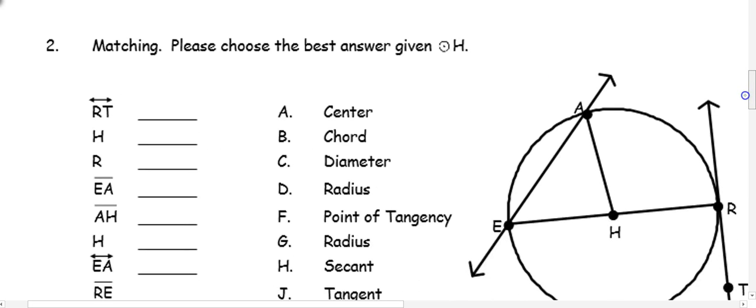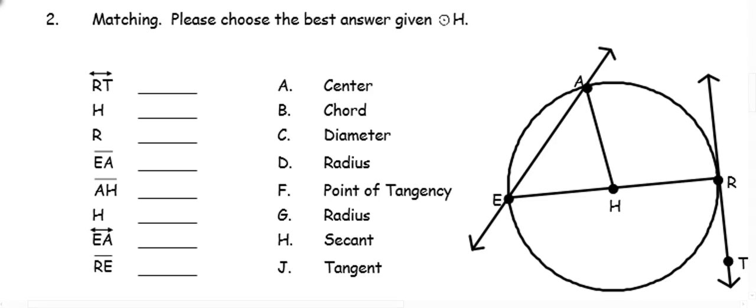So let's try going the other way, where it gives us the piece and we have to identify what it is. So RT is a line. And if we look at RT, it's only intersecting the circle once. So this has to be our tangent, which is J. H is a point. It's in the center of the circle. So this is going to be our center, A. R is another point, and it's where the line is touching the circle once. So this is our point of tangency, F.